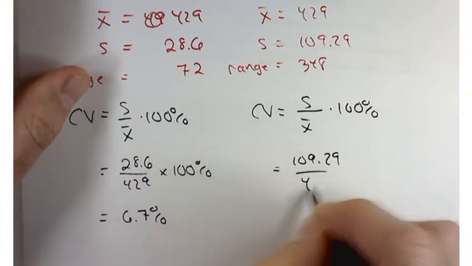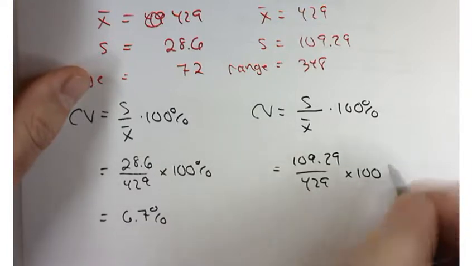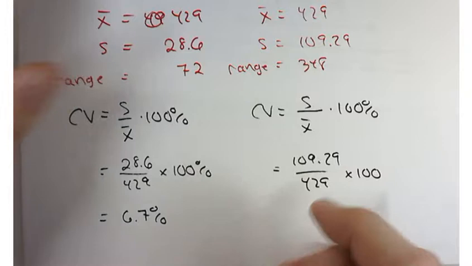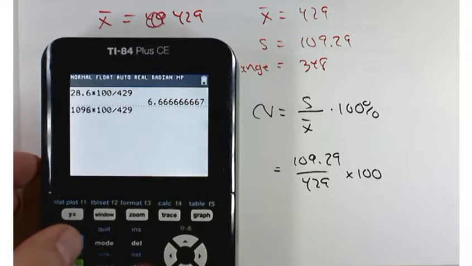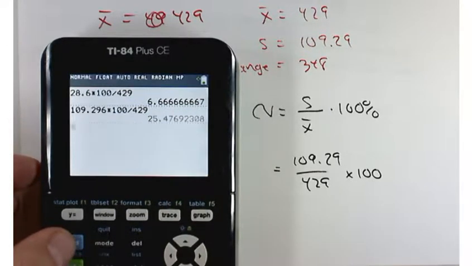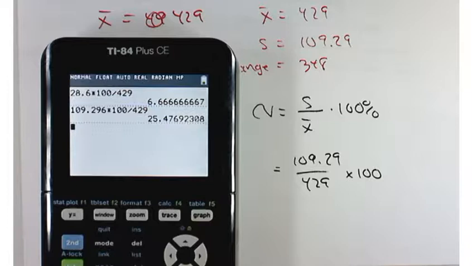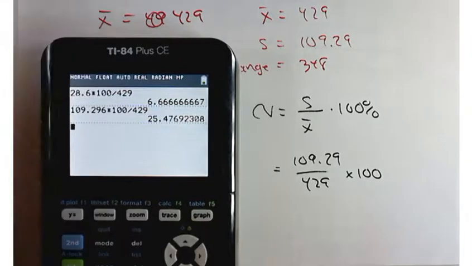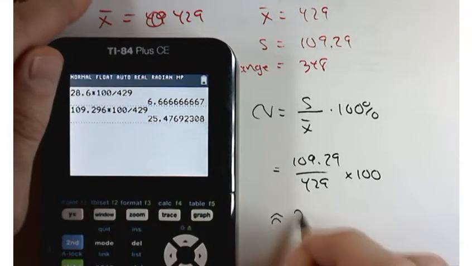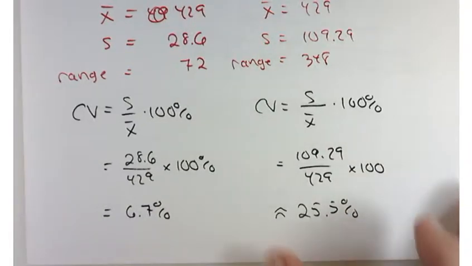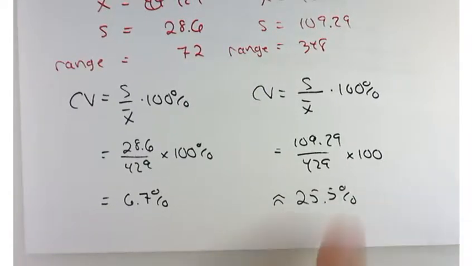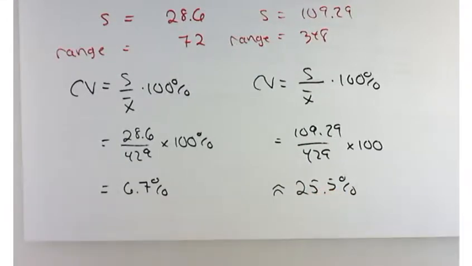109.29, 429 times 100. This time you get a coefficient of variation of about 25.5%. Okay, so it's just reflecting that there's much more variability in the data.